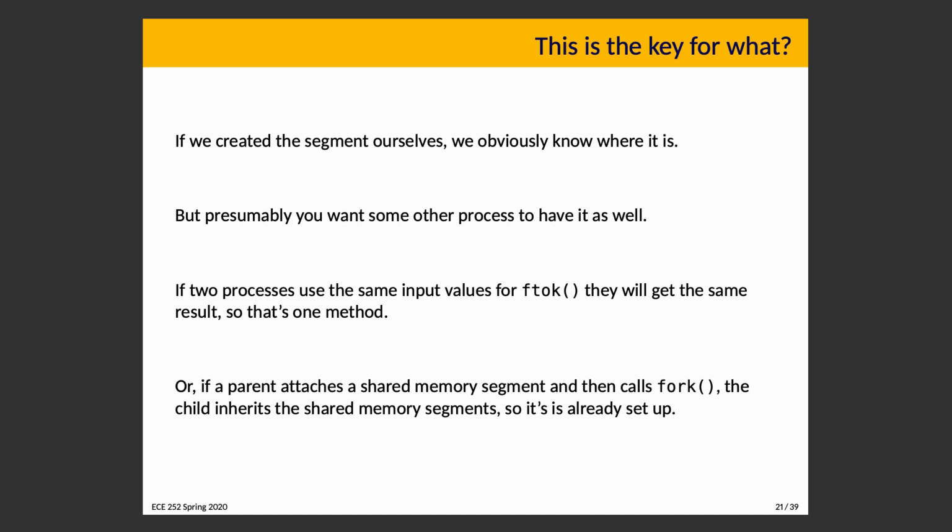However, in a situation where you have a parent and child relationship, you can actually set up shared memory before the call to fork, in which case the child gets the shared memory segments attached as well, and it saves you from having to set certain things up. So that's kind of nice.